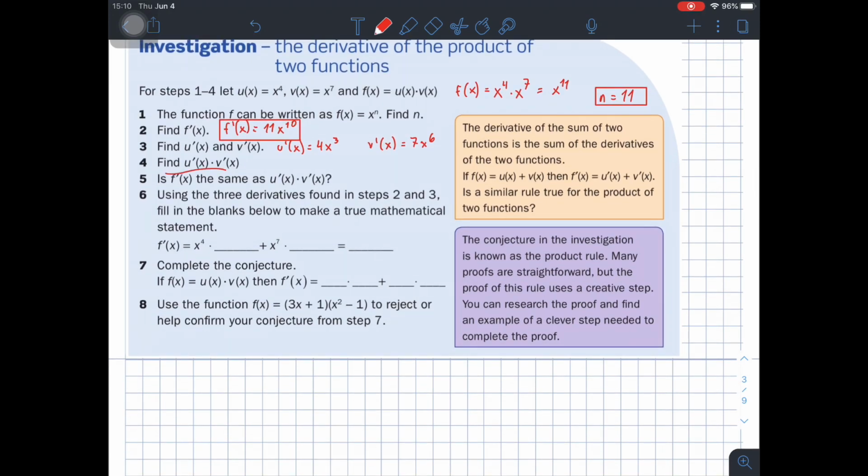Then it says, for step number 4, find u prime of x times v prime of x. So basically what we're going to do is multiply these two. So this would be equal to 28 times x to the power of 9.